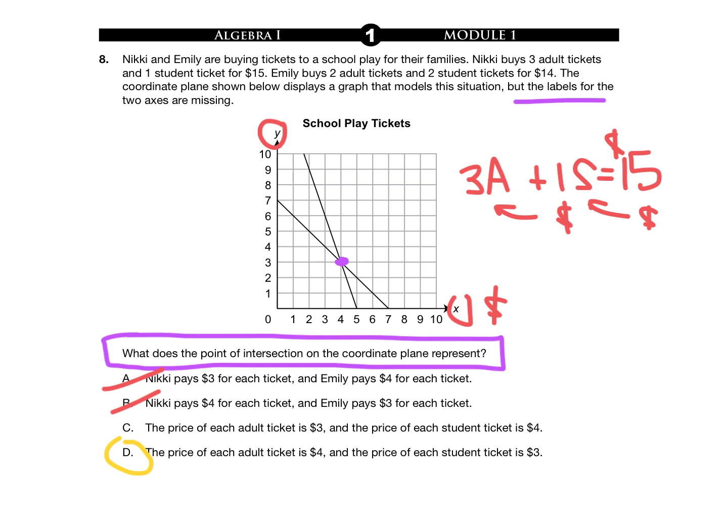If we try these numbers, if we start with Nikki's equation and try putting some numbers in, let's start with C. If I put a 3 in for my A and I do 3 times 3 plus 1 times 4 and check my math, I'm going to get 9 plus 4. Does 9 plus 4 equal 15? No, that equals 13, right? So it can't be C because it doesn't work in the equation for even just Nikki. I didn't even have to check Emily's. D is the only one where it would work in both Nikki and Emily's equations.